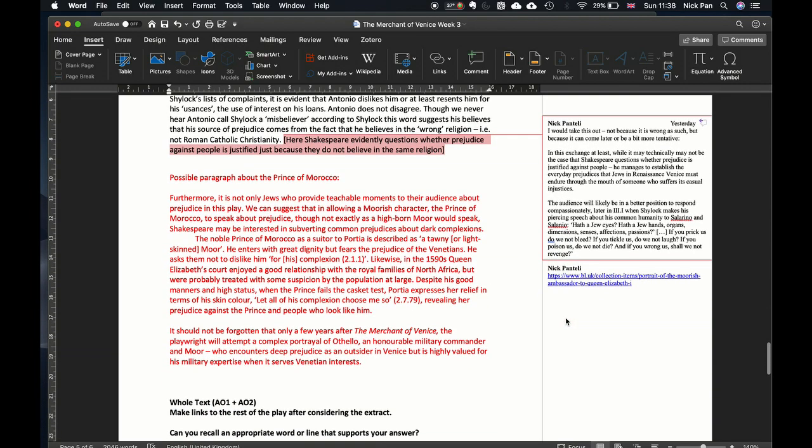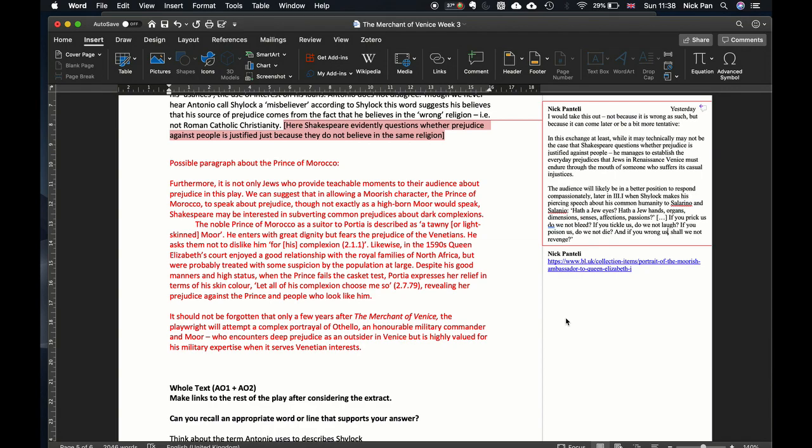However, you might want to add more about the Prince of Morocco. So we might say, furthermore, it is not only Jews who provide teachable moments to their audience about prejudice in this play. So again, linking the terms of the question, connecting to previous paragraphs.